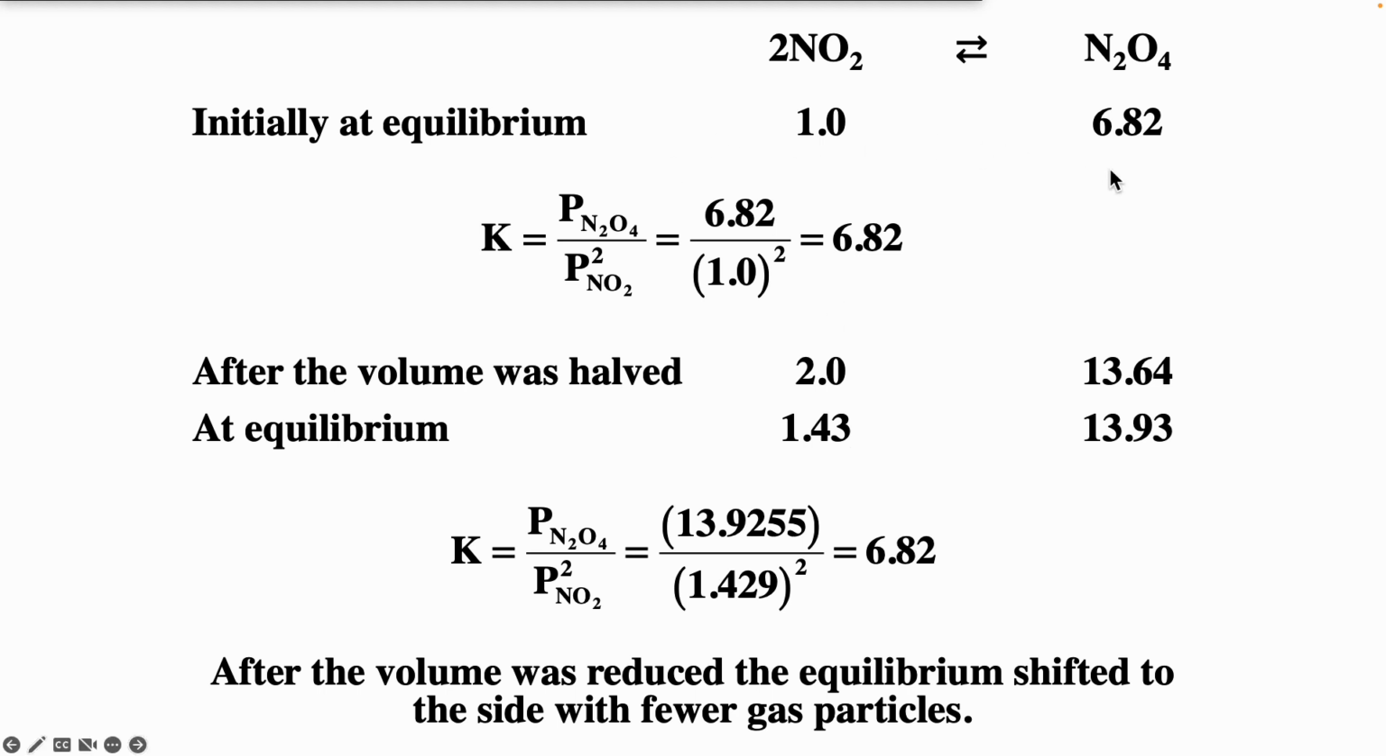Initially we had this, and then we reduced the volume, so it immediately took the pressures up, doubling them, and then eventually these got back to equilibrium. If we take these partial pressures and plug them into our equilibrium expression, we get 6.82. We take these partial pressures, put them in our equilibrium expression, we also get 6.82. Again, reducing the volume always goes to the side with the fewer gas particles, and so after we reduce volume, NO2 formed N2O4.